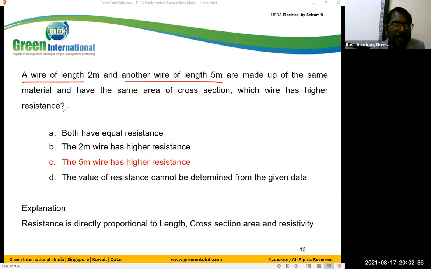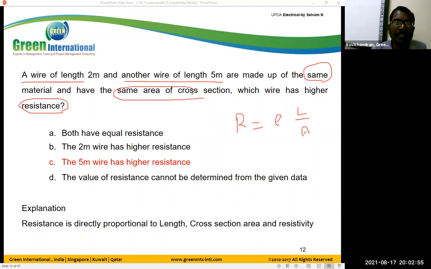So we need to compare the resistance. Now we need to remember the formula: R is equal to rho L by A. Both the wires are made up of the same material and have the same cross section. That means this is the general formula for this particular question.